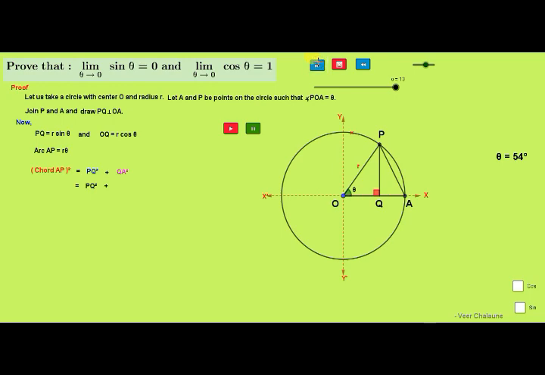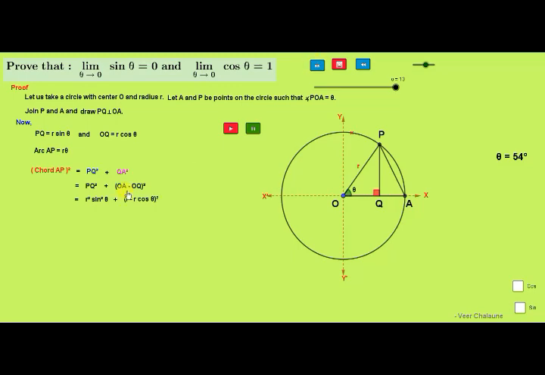PQ squared, same to same, and QA, this value is not directly defined. So first of all, look at here: QA means this whole length, and when we subtract this part, we get the length of QA. That's how it is defined. Then substitute the values. We know that PQ is r sine theta, so PQ squared means r squared sine squared theta.